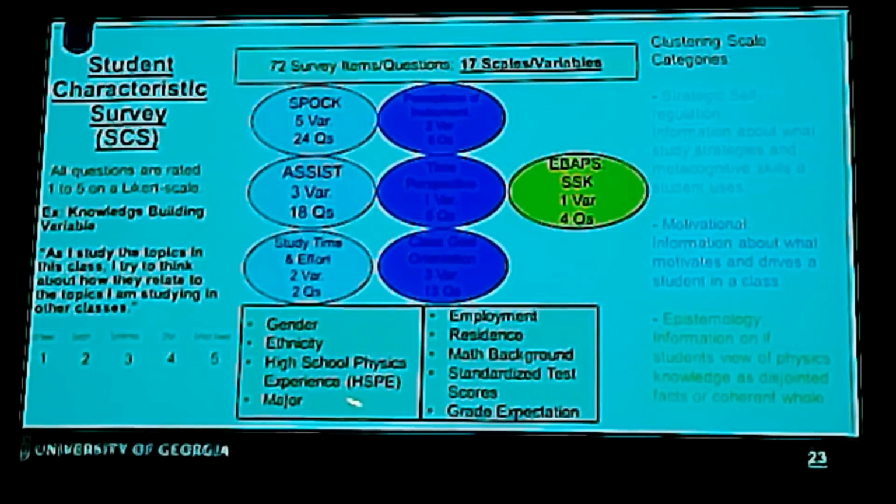We also asked several demographic questions, like their gender, ethnicity, whether or not they had high school physics experience, what their major was, if they were employed, things like that. So yes, a very long survey, quite large to get as much information as we could from students. So we had this survey put together. We gave it to students at 3 universities, right?